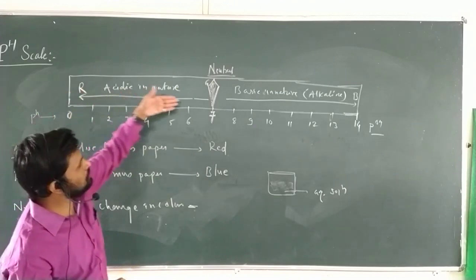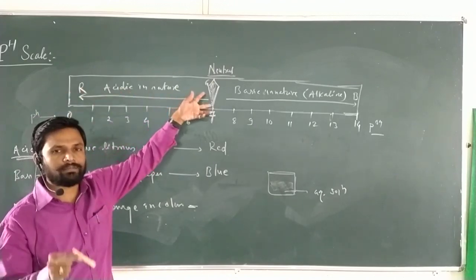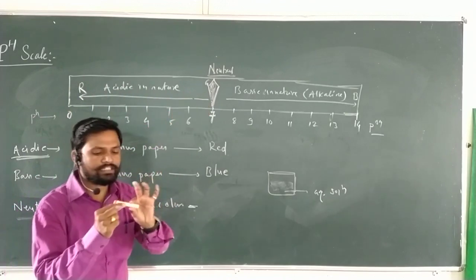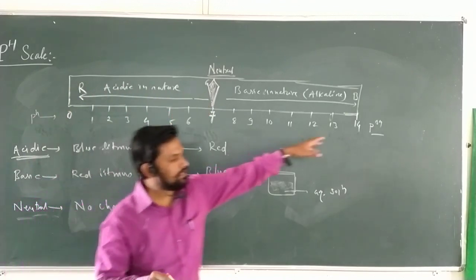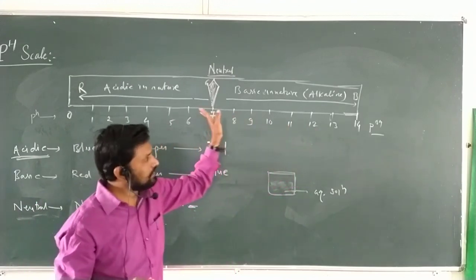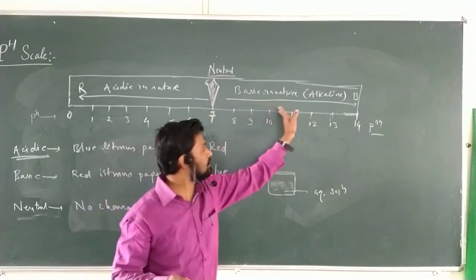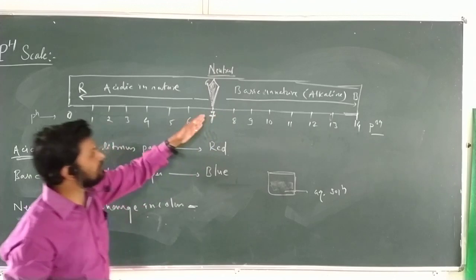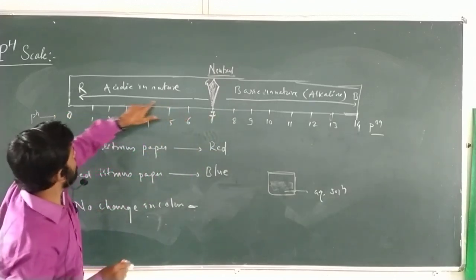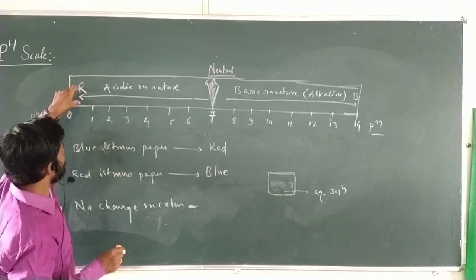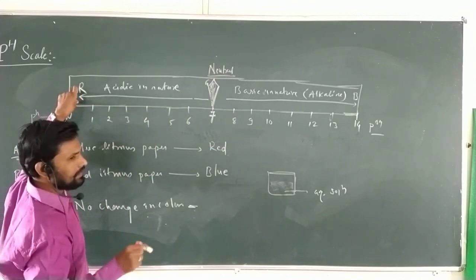From this red it goes to green. If you see green, that will be neutral in nature. If the pH paper changes to blue, that is basic in nature. Here different colors are there. The intensity of blue increases from 8 to 14. The intensity of red color increases from 6 to 0. The red color increases toward 0, so 0 is a strong red.